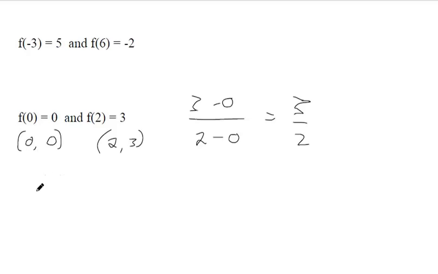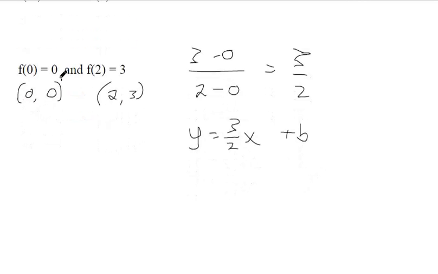Okay? So that means we've got y equals 3/2x plus b. So to find out the b, this is the easier point to plug in. Plug in 0 for y and 0 for x. And then if you try to solve for b there, 3/2 times 0 is just 0. So b is also going to be 0. So we found out what our b is.